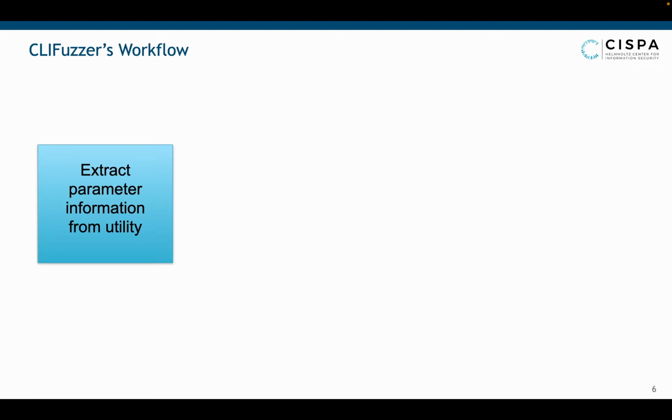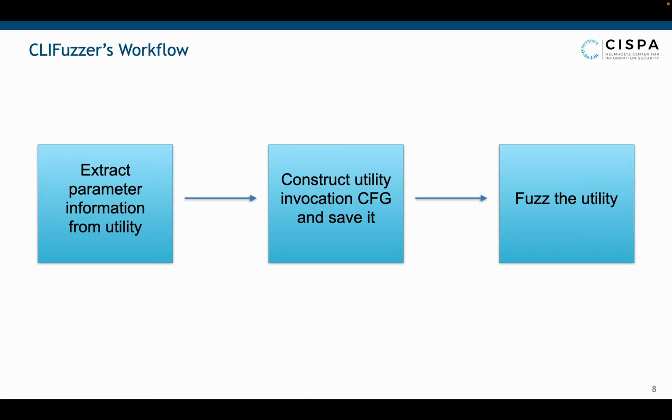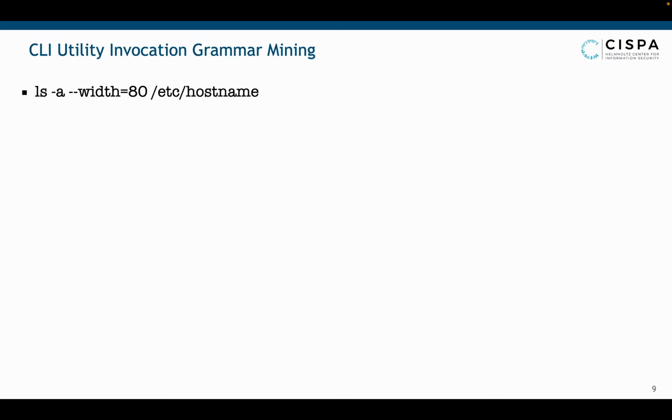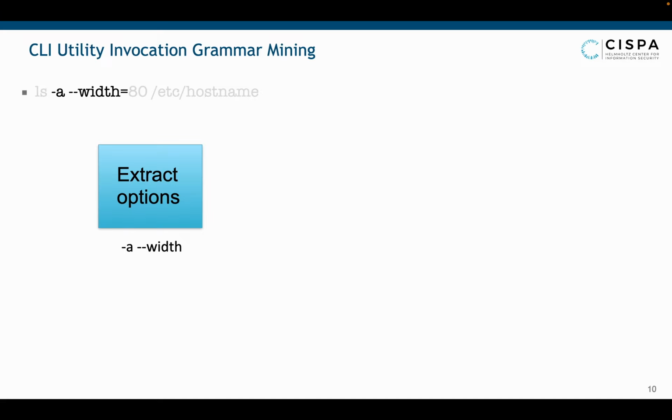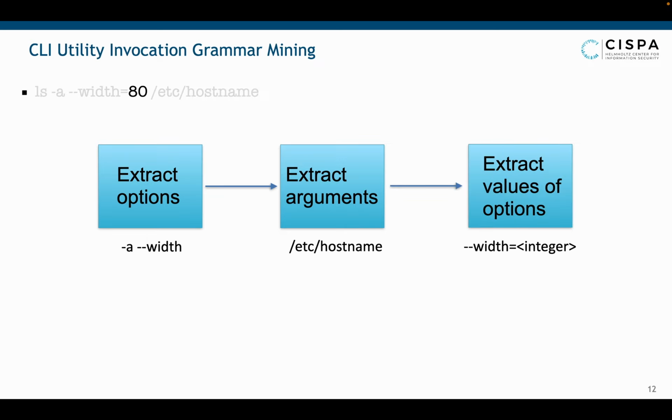CLIFuzzer has a three-step process. First, it extracts all the parameter information from the utility, which it then uses to construct its invocation grammar, which is finally used to fuzz the utility. The extraction of the information from the utility is also three steps. First, the set of valid options is extracted. Then the utility's argument type is determined. And finally, the values expected by options, if any, are extracted.